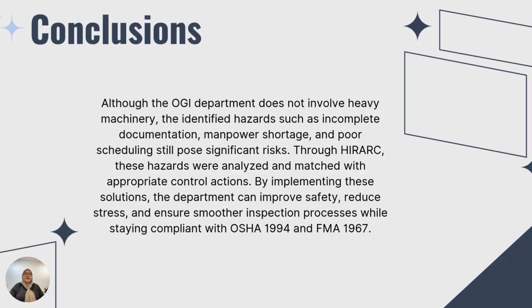Okay, so now that we have analyzed the hazards and their risk, I will end the presentation with a short conclusion. Although the OGI department doesn't involve heavy machinery, hazards such as incomplete documentation, manpower shortage, and poor scheduling still pose significant risks. Through HIRAC, these hazards were analyzed and matched with appropriate control actions. By implementing these solutions, the department can improve safety, reduce stress, and ensure a smoother inspection process while staying compliant with OSHA 1994 and FMA 1967.